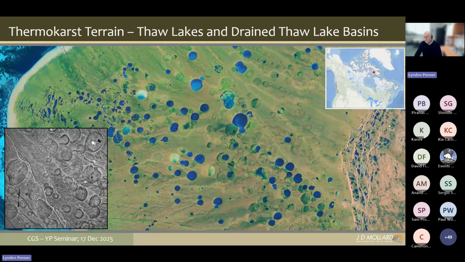Not a permafrost feature, but here you can see these raised beach ridges that formed as the land rebounded during deglaciation.